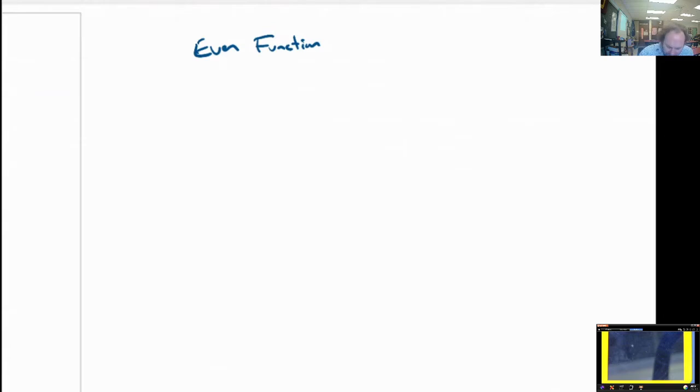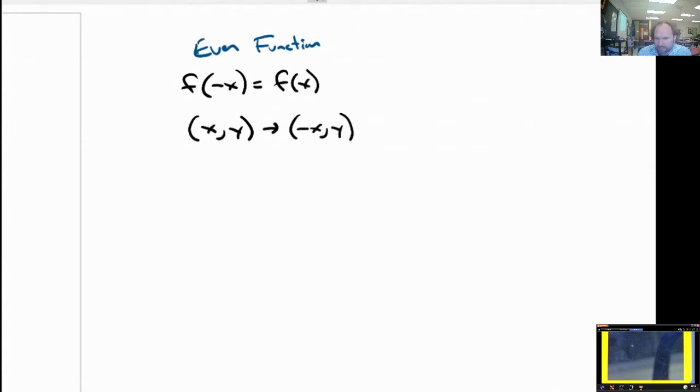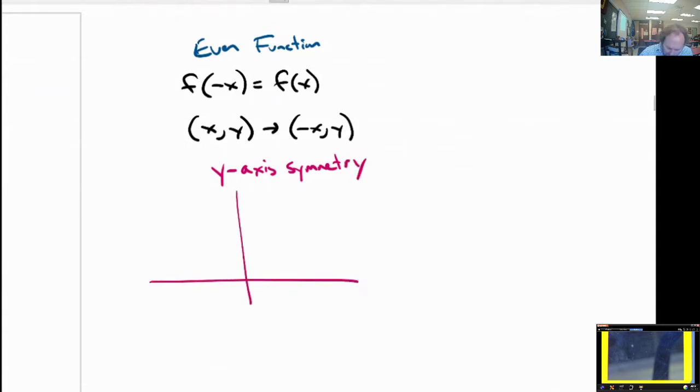An even function is one where if you plug in a negative x into the function, you get back the original function. Another way to say this is that if some point (x, y) exists on the graph, then (negative x, y) also exists on this graph. The side effect of this, the way that makes this really easy to notice, is that it has y-axis symmetry. If some point (x, y) is on the graph, then (negative x, y) is also on the graph. So a graph that looks maybe something like this would be a good example of an even function.